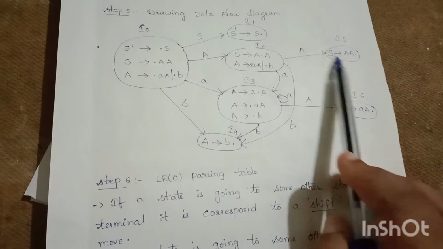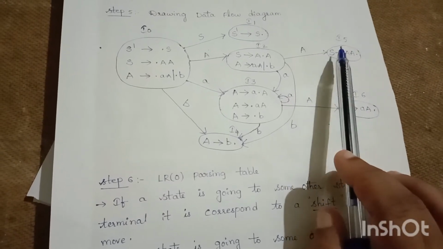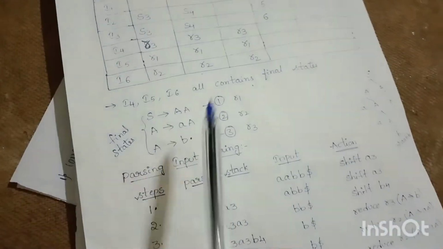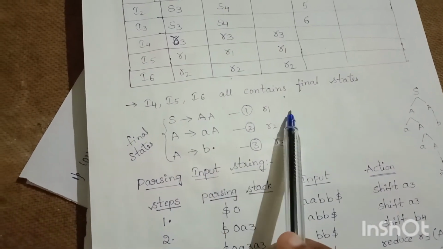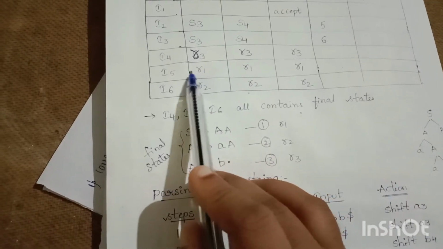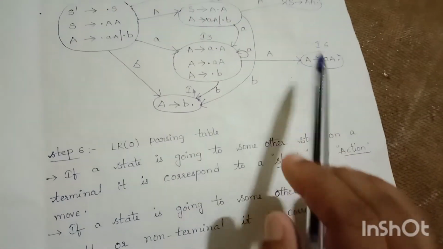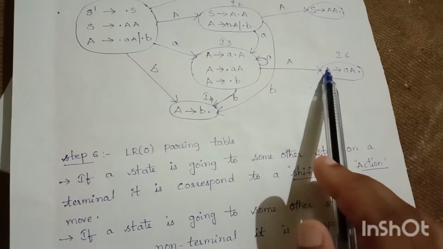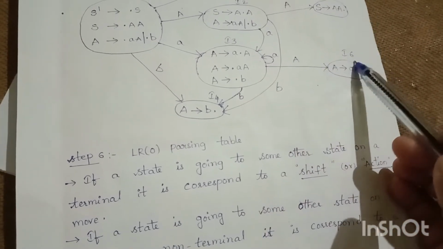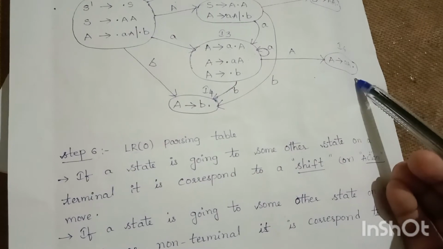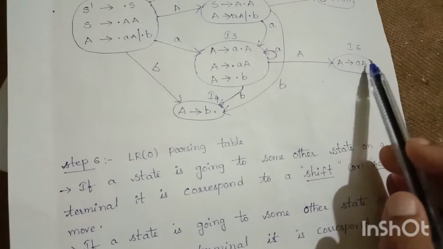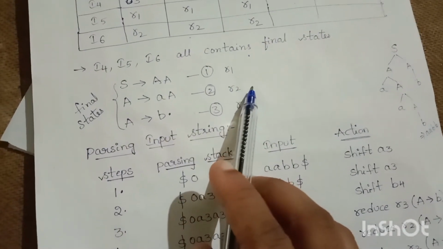Next, I5. Check the I5 state. I5 is also an end state. Reduce operation should be performed here. S tends to AA dot. Check the number for S tends to AA. R1, reduce 1. So here you need to place R1 in all these terminal columns. Next, I6 is also an end state. No more moves are performed here; I6 is not being shifted to any other place. It has stopped, which means reduce operations should be performed. A tends to AA is given as R2. So in place of all the terminals, R2 should be given.